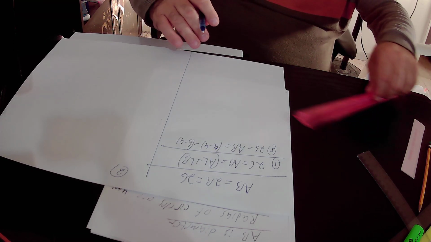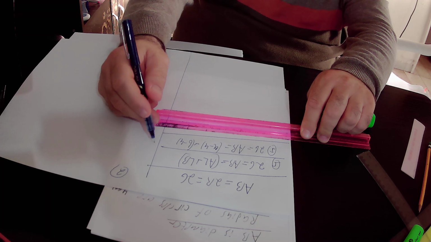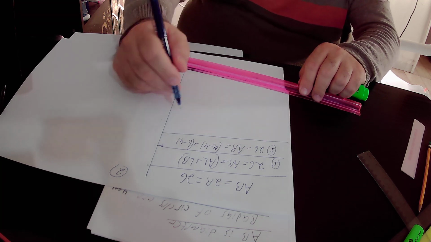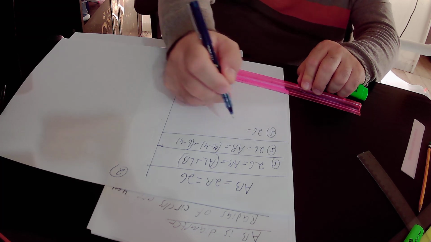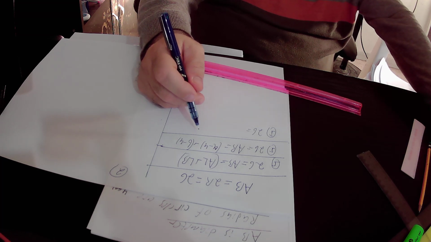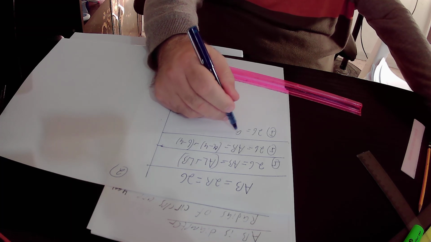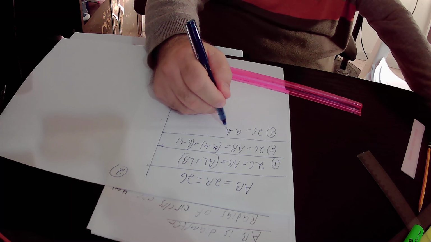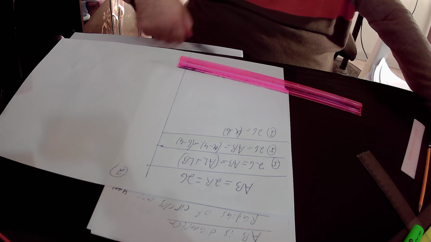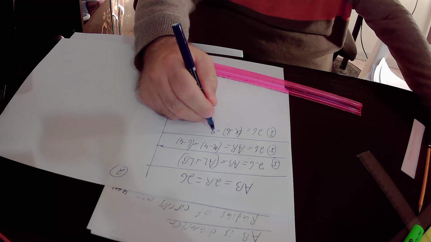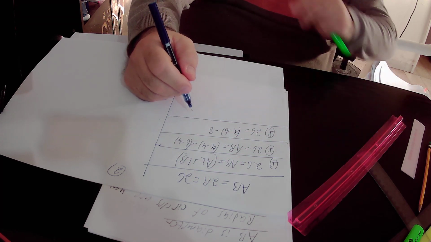So in conclusion, we found out that according to equation number 1, 26 equals AB equals A minus 4 plus B minus 4. A plus B, and minus 4 plus minus 4 is minus 8. So in conclusion, 26 equals A plus B minus 8.